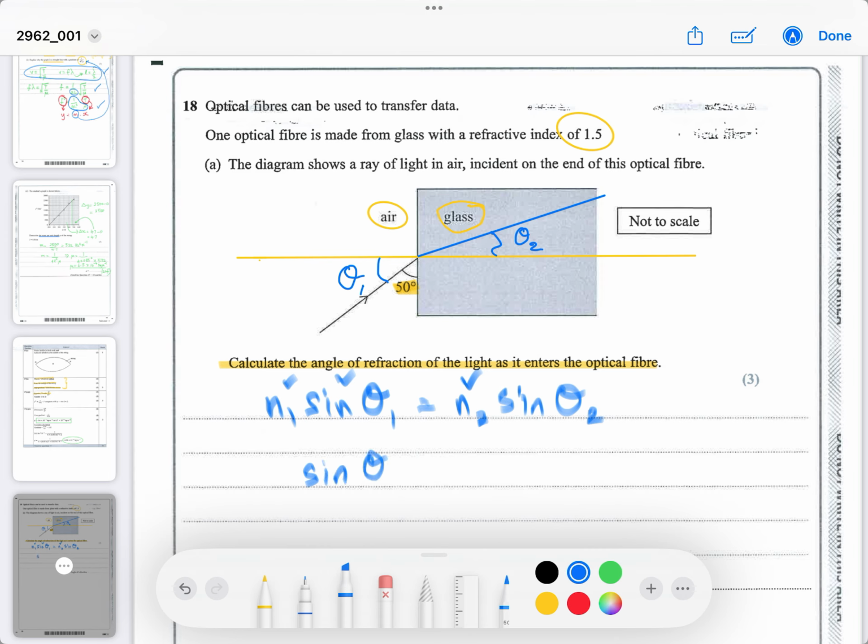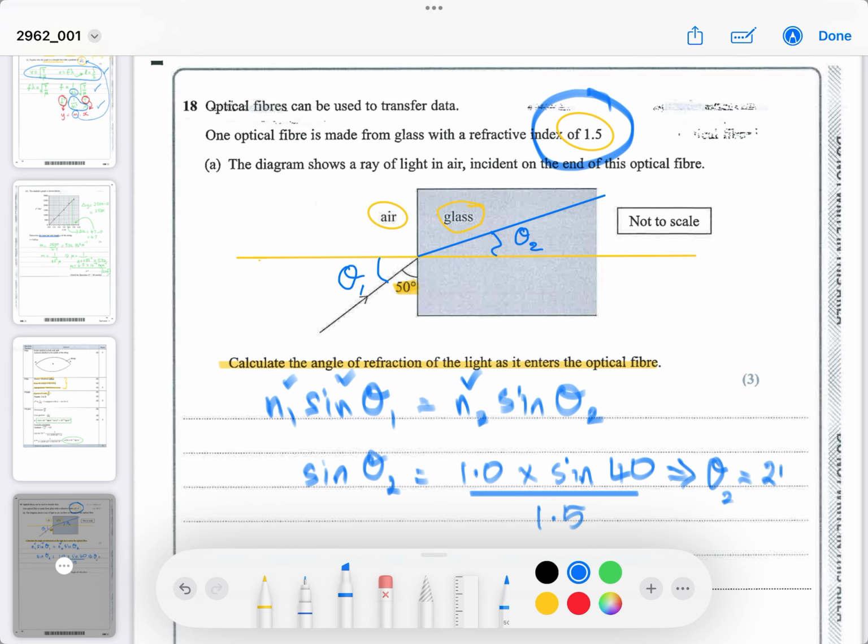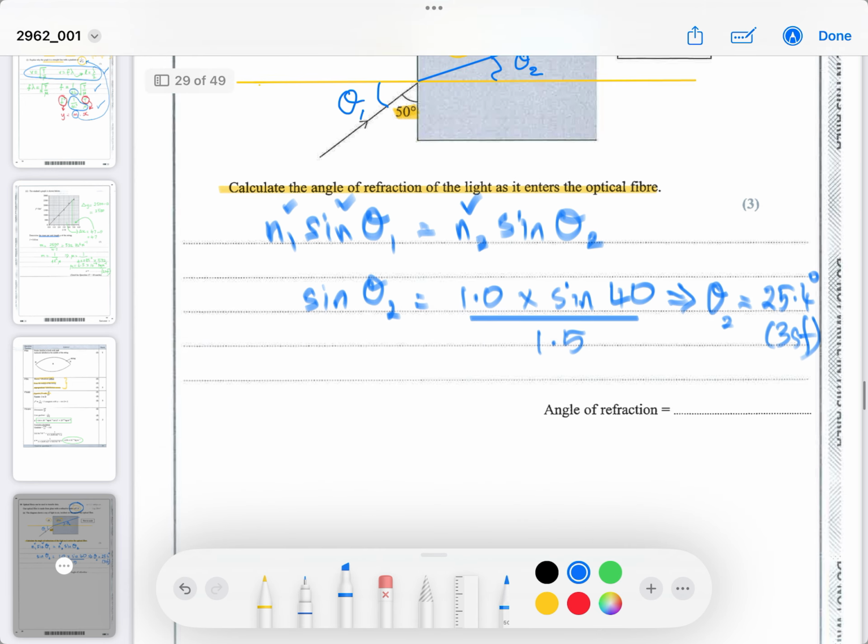So sine theta 2 equals n1, which is 1.0, times sine 40, and you divide that by n2, which they've given you, 1.5. Okay, so you put that in and you will work out that theta 2 is equal to 25.4 degrees, 3 significant figures, and you can round it up to 2 significant figures.